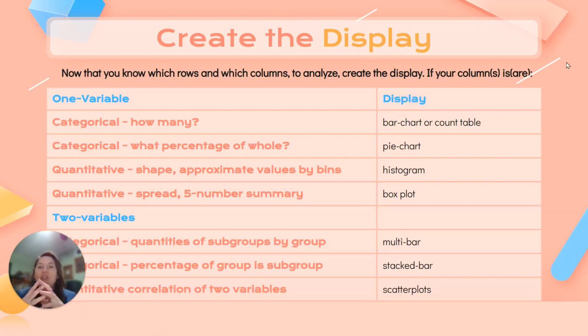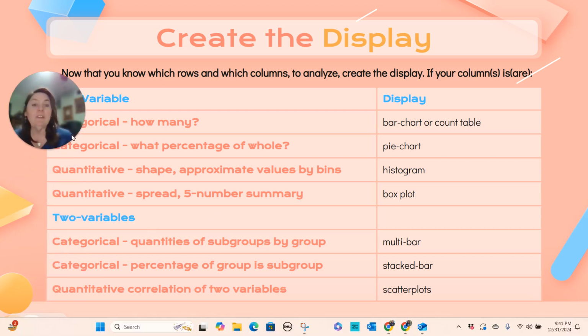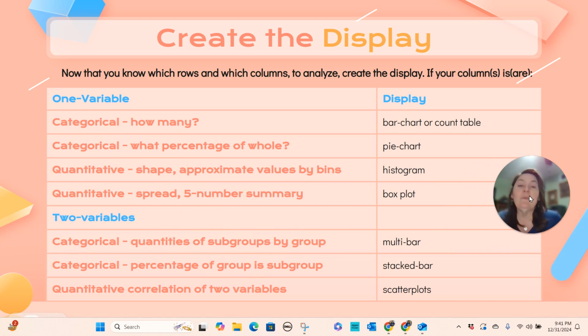Now that we know which rows and which columns we're focusing in on, after we've had a good question we've asked, and we know exactly what we're looking at in our data, that has now focused our minds to think about, well, which displays will we need to use? Could be more than one. I made a little chart here to help us think this through.